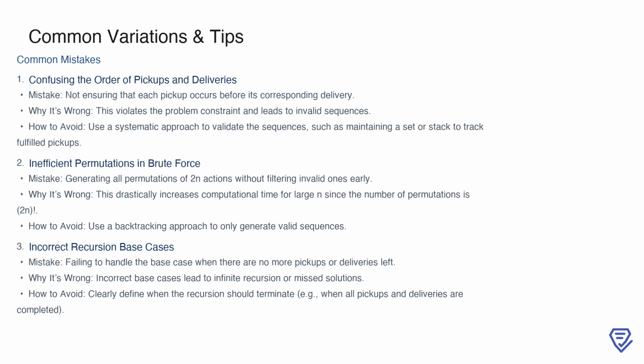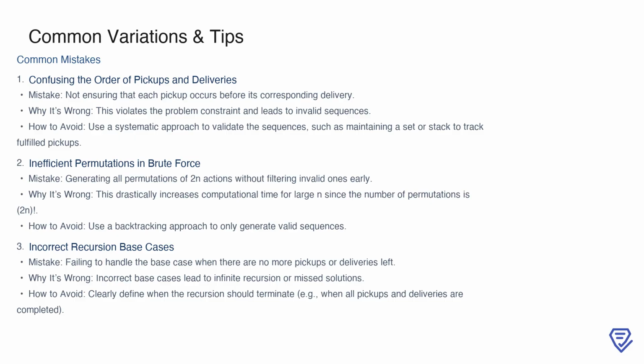Next, using a brute force approach to generate all permutations of 2n actions without filtering invalid sequences early on is highly inefficient. Since the total number of permutations is factorial in size, this approach quickly becomes computationally expensive as n increases. A better alternative is to use a backtracking method, which generates only valid sequences from the start. Lastly, incorrect base cases in recursion can be a major pitfall.